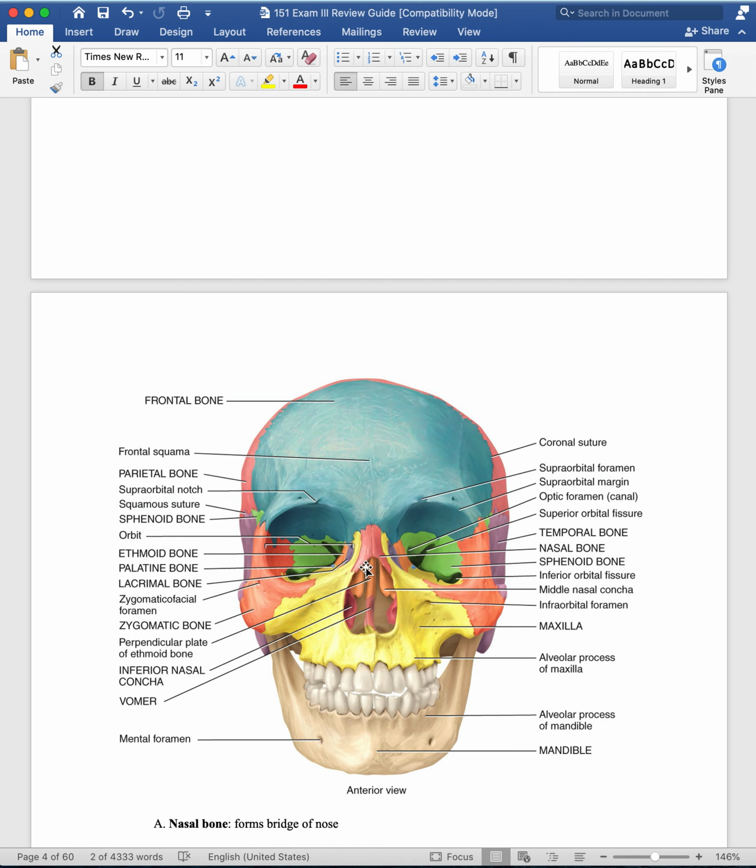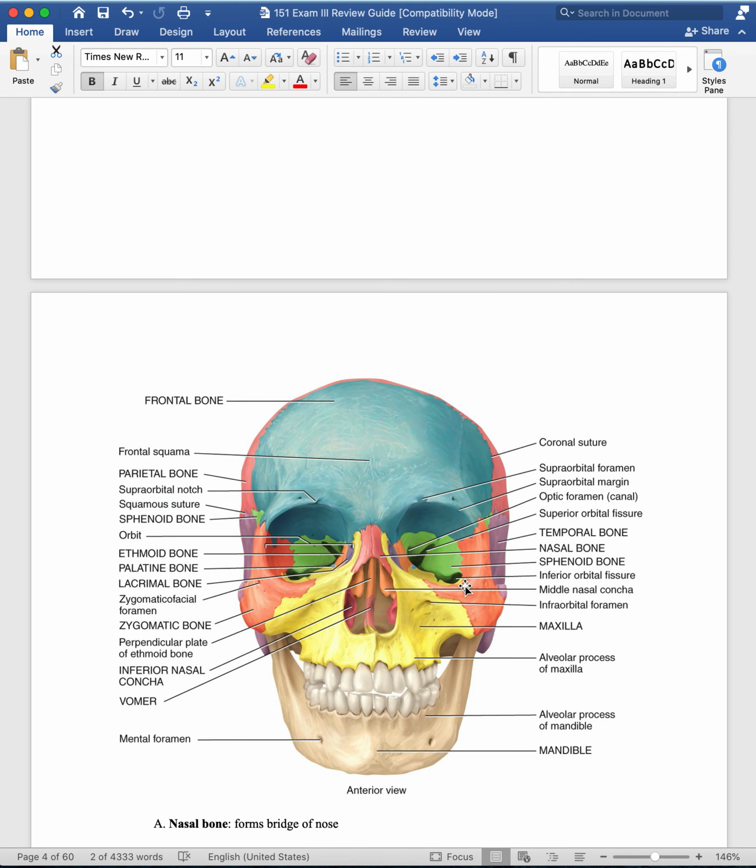But moving down from there, here we've got the nasal bone. Behind it, we're going to have the ethmoid bone. Beneath that, we have the vomer. There's going to be the maxilla, which is the upper jaw. Mandible, that's the lower jaw. We have here the zygomatic bones, 1 and 2. We also are going to have the sphenoid bones.